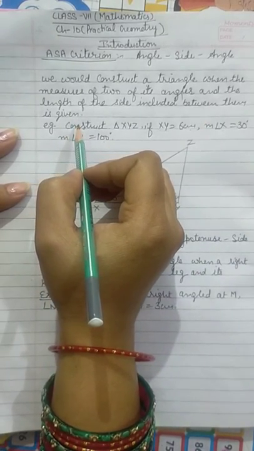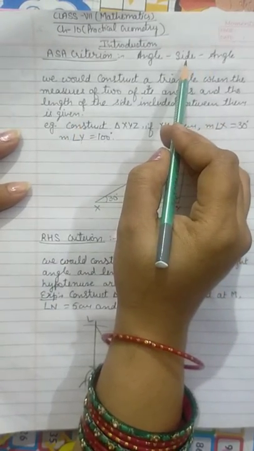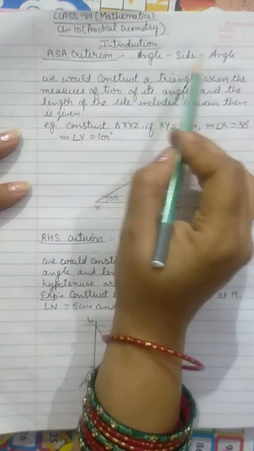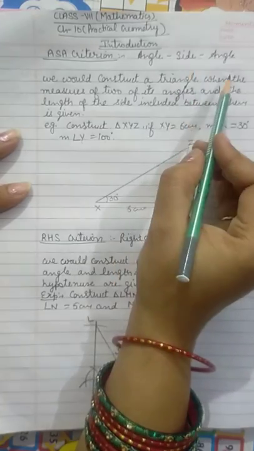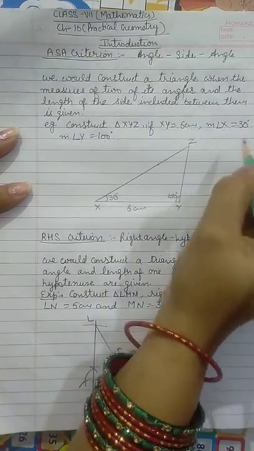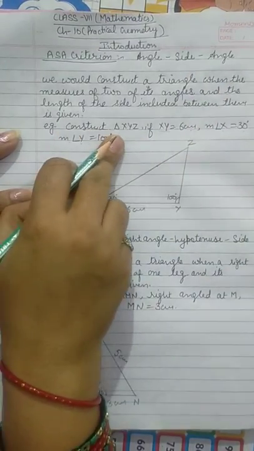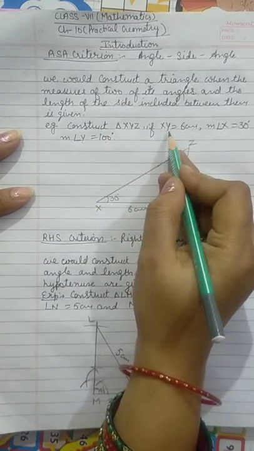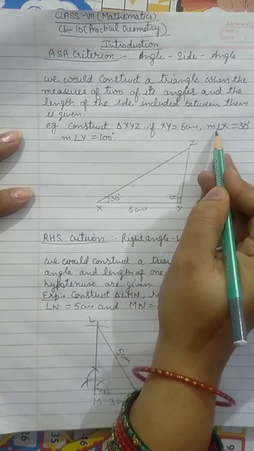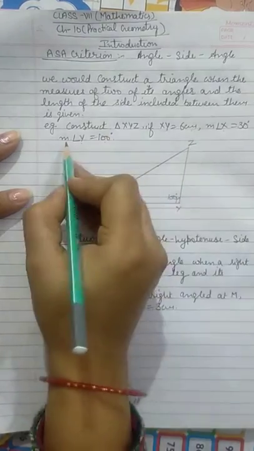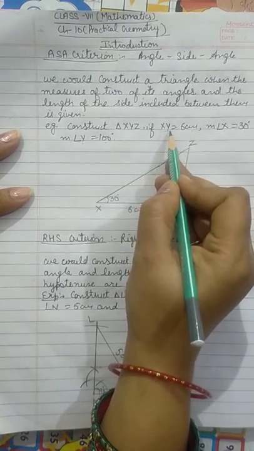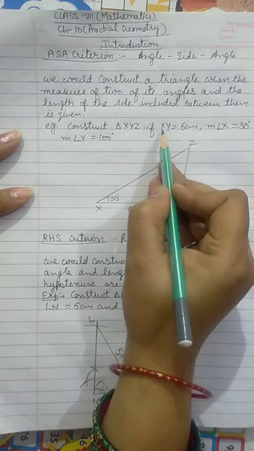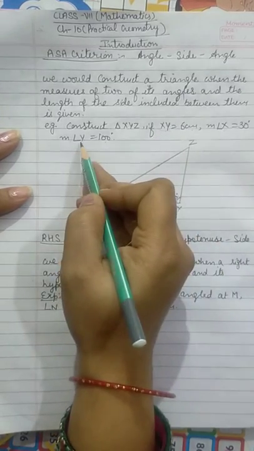It means to say here when we are having two angles on one side, the angles will be on the side of the triangle. The side will be in between the angles. For example, see here I have done one construction of triangle XYZ where XY is 6 cm and measure of angle X is 30 degrees and measure of angle Y is 100 degrees. As you can see, the side is XY here. It means the angles are X and Y and both are given to us.